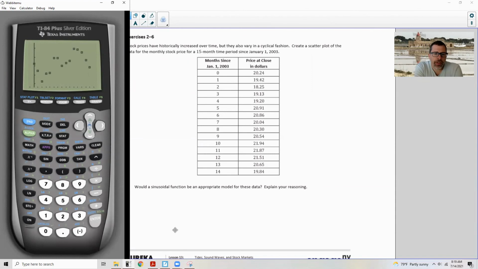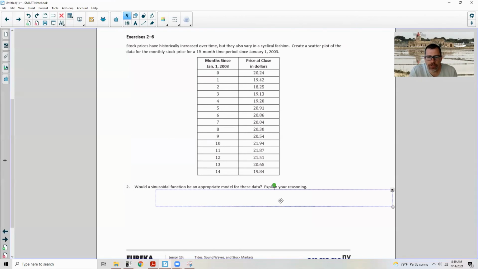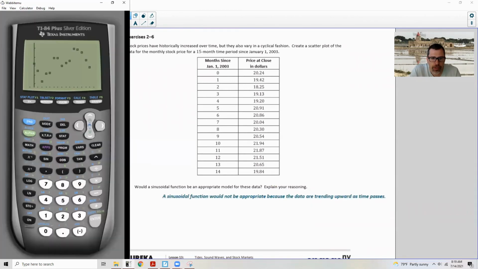All right, so then the next part says, would a sinusoidal function be an appropriate model for these data? Explain your reasoning. So I look at this and I don't really see a sinusoidal function. So I'm going to say no, that a sinusoidal function would not be appropriate because the data are trending upward as time passes. Okay, it is kind of going up from left to right. It's kind of tipped. So this value here is obviously not, it didn't come down to this low. So it's going higher highs, higher lows. So therefore it is not sinusoidal.